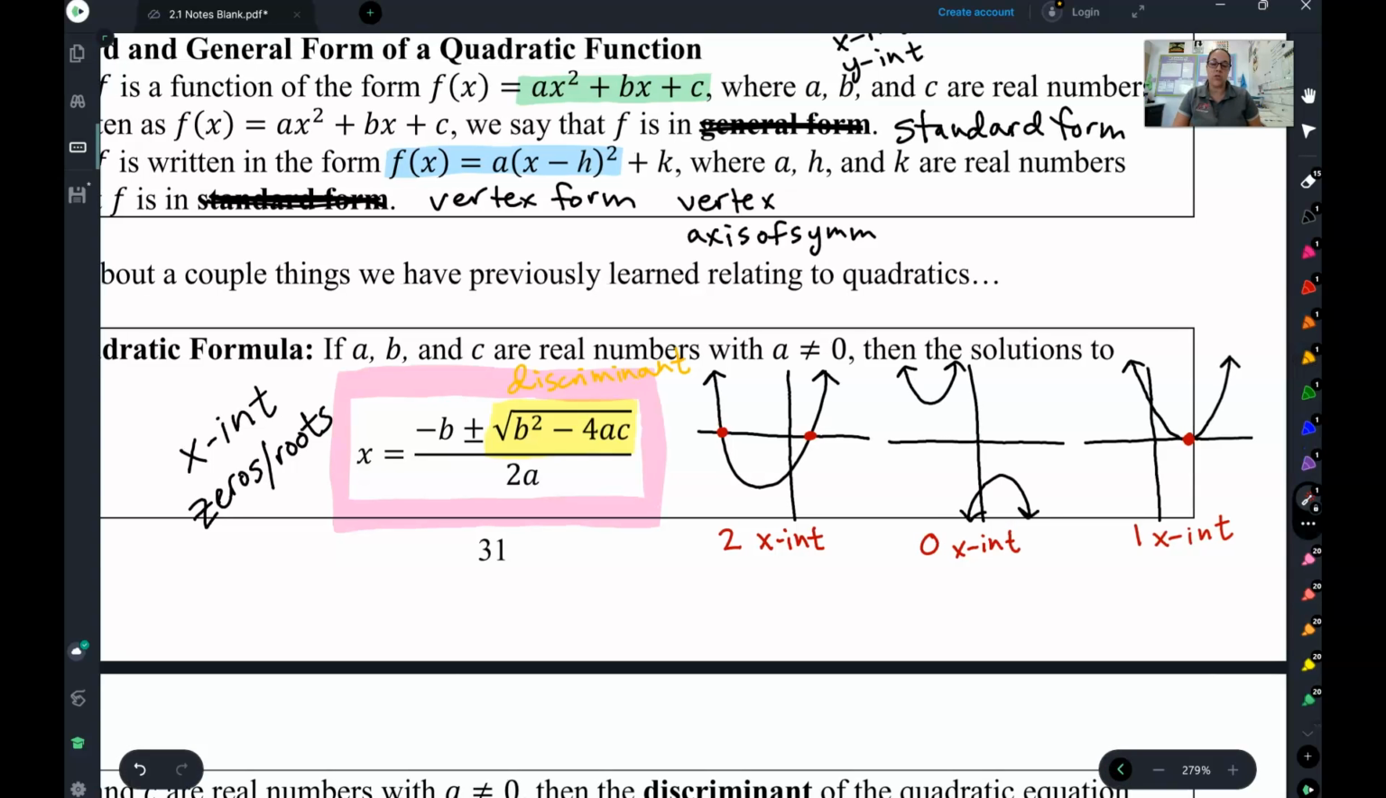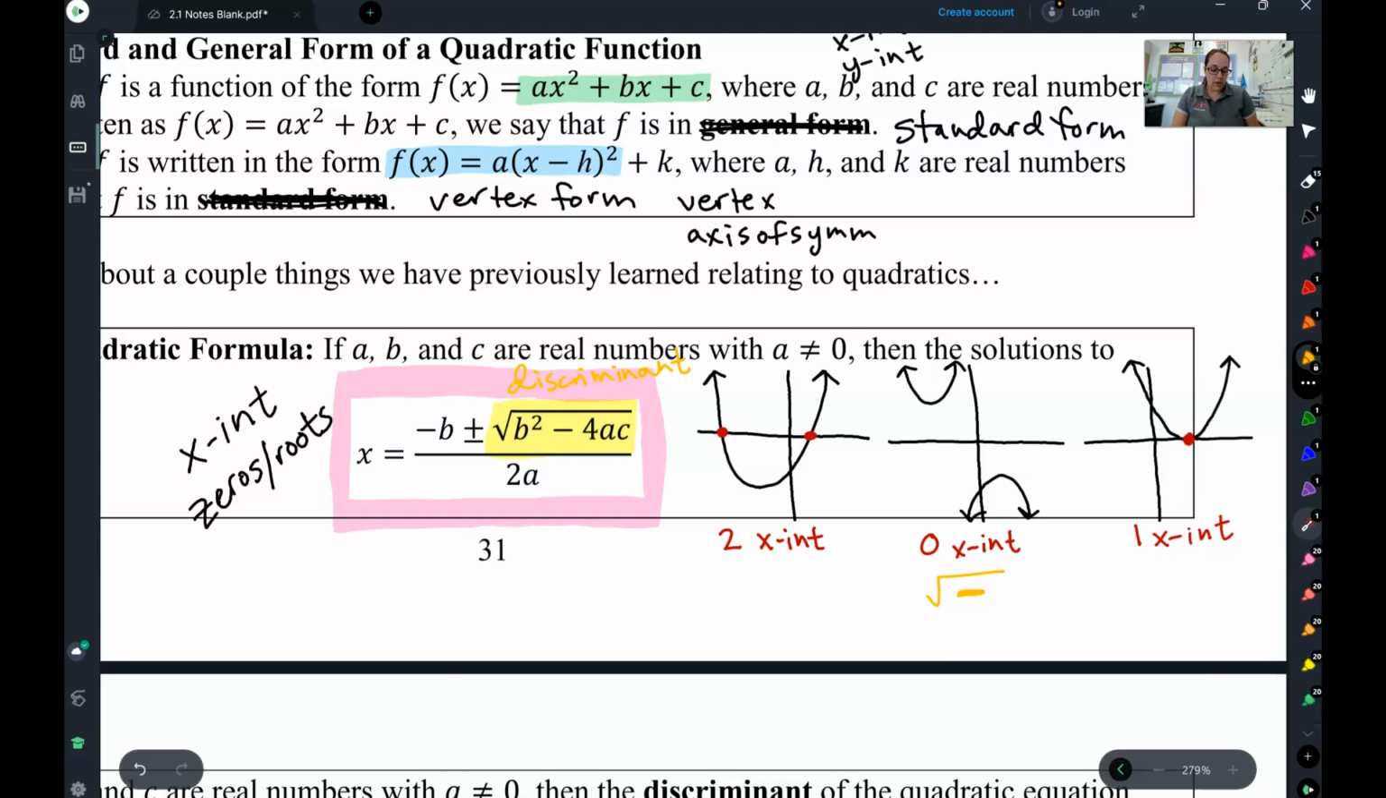This discriminant is a square root. So what if I simplify this stuff on the inside and I get the square root of a negative number? Can I do the square root of a negative number? Well, no, that's imaginary. That doesn't exist. So if I simplify this and I get the square root of a negative, am I going to have any x-intercepts? No. So this 0 x-intercepts is when your discriminant is negative, because then your x-intercepts are imaginary. They're complex numbers. So if you plug that in and get a negative, no x-intercepts. Your parabola will never cross the x-axis.